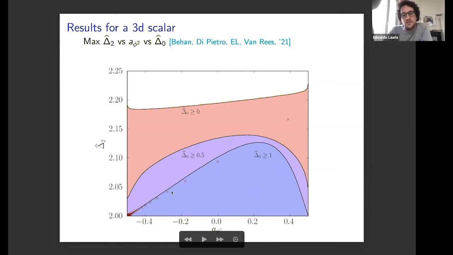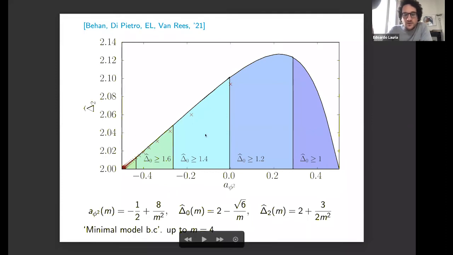So let me tell you something more. I told you we have an explicit putative perturbative construction for minimal models for a 3D free scalar field coupled to some minimal models at the boundary. So in particular, we can compute all these values, delta 0, delta 2, and a phi squared as a function of m, when m is large, in perturbation theory. And we can just see where these models sit in this plot. And they sit exactly at these red crosses.